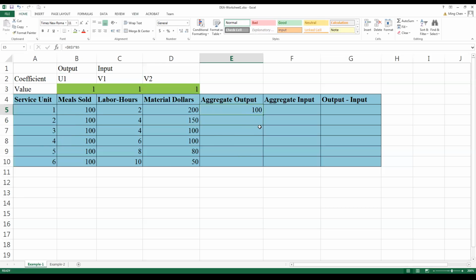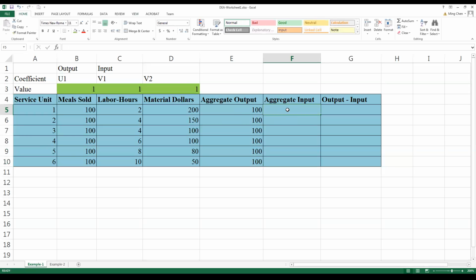Okay. So to make things easy, since I already locked it, I can just drag it down. So for example, if you look at service unit 5 and double click it, you can see the formula. The formula is coefficient value times corresponding output. Okay, so that's how we aggregate. Aggregating output into a single output is called aggregate output.